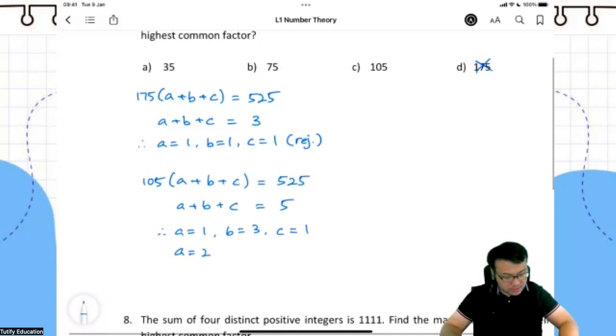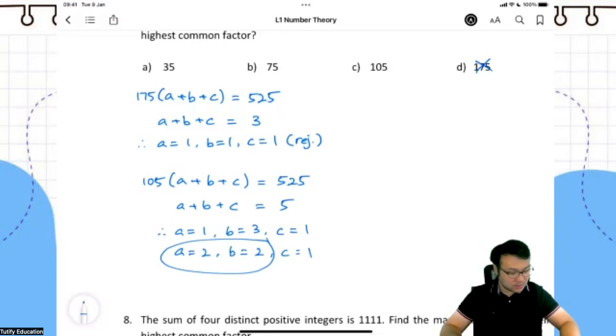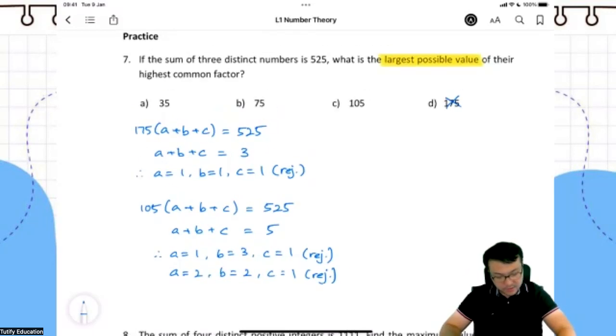Maybe we can try A is 2. Then B is 2. C is? 1. You see this repeated, correct? So it is not distinct. What should I do? If it is not distinct, what should I do? Reject. Yes. Now we move on to test another one.